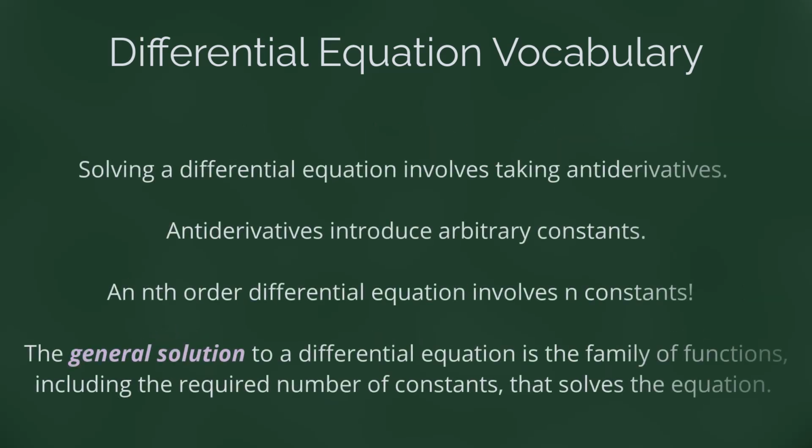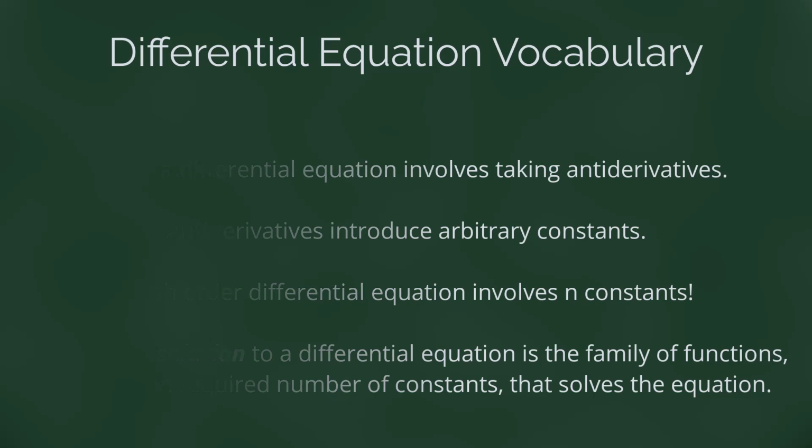You've probably figured out by now that in order to solve differential equations, we're going to have to take some antiderivatives. You'll recall that antiderivatives introduce arbitrary constants. An nth order differential equation then is going to involve up to n constants. We're going to define the general solution to a differential equation as the family of functions, including the required number of constants, that solves the equation. Let's take a look at an example.